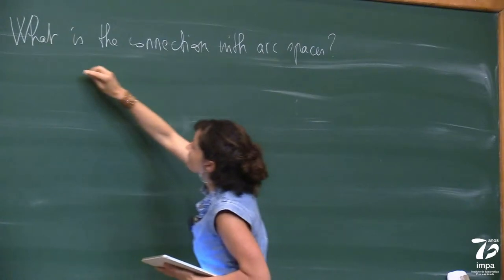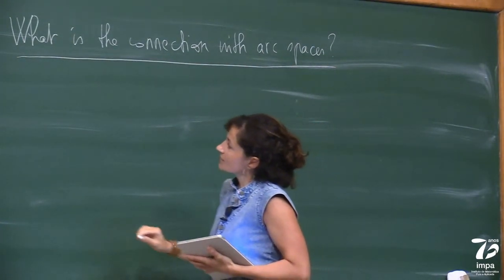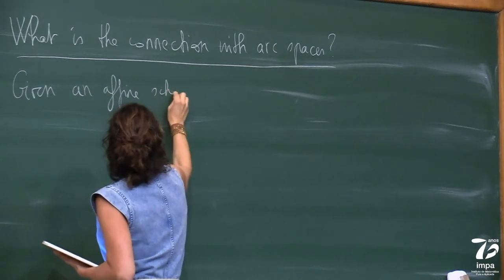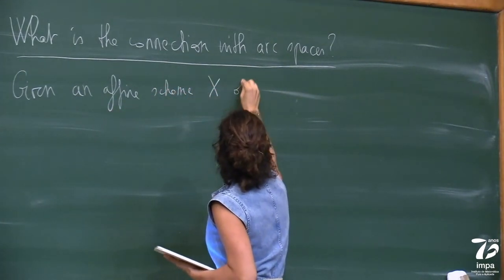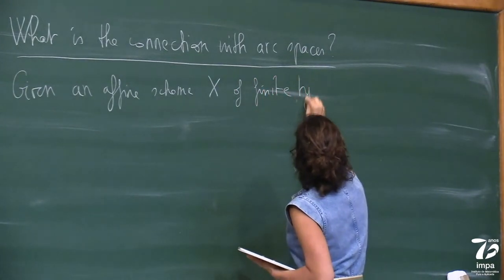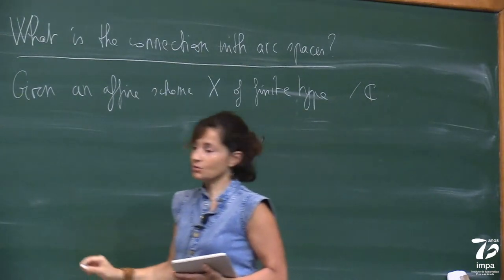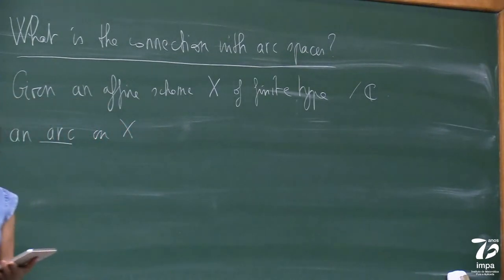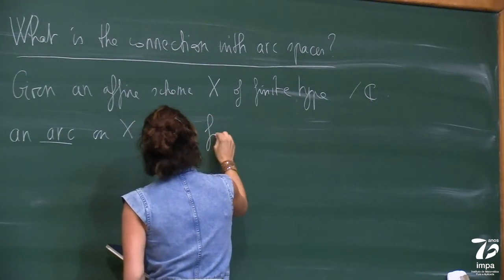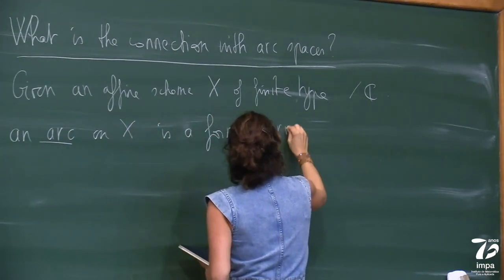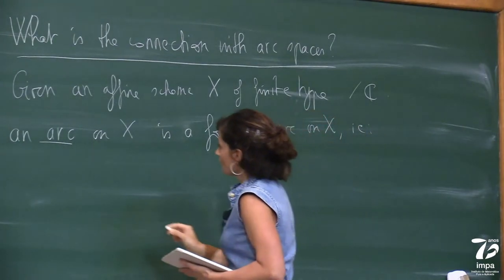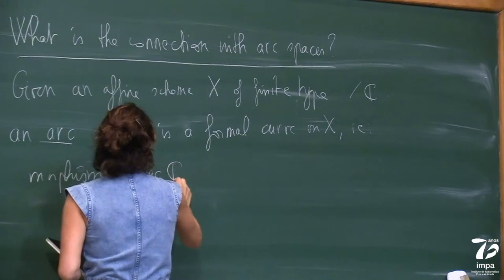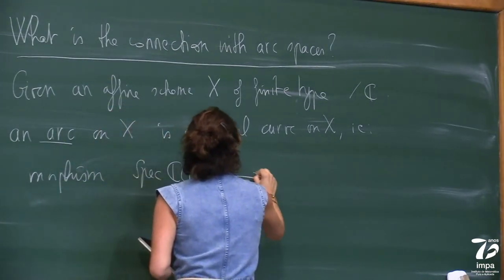With arc spaces. So given a scheme, let's say an affine scheme, to simplify, of finite type over C, an arc on X is a formal curve on X. So that is to say, a morphism from the formal disk, so the spectrum of the ring of formal series, to X.